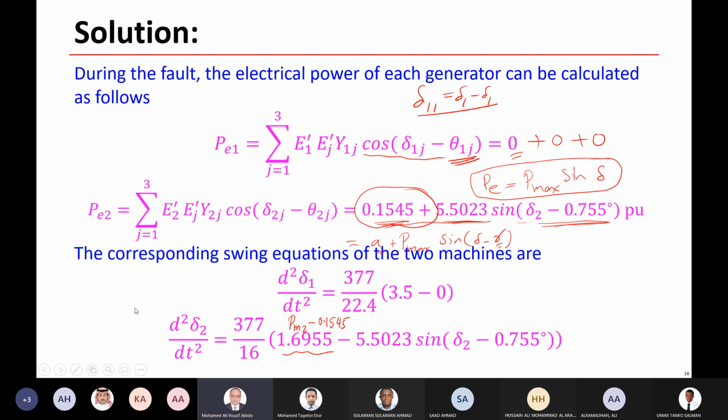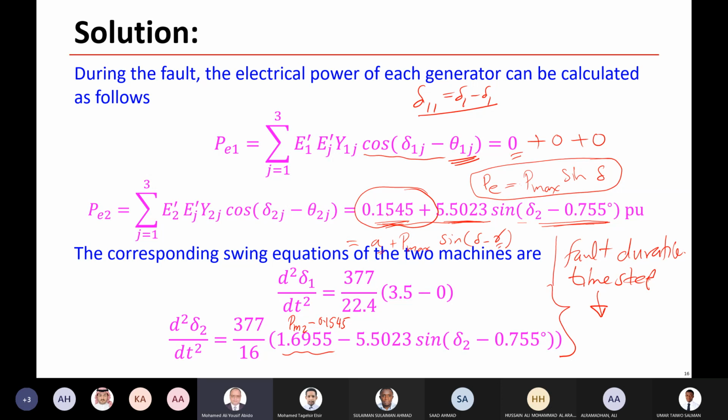So if you know the fault duration and you have the time step, then you can see how many iterations we will solve these two equations here. So this is the swing equation during the fault.